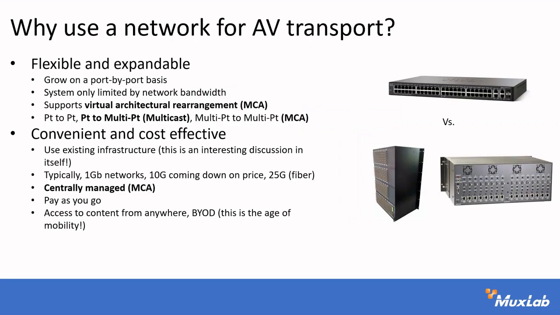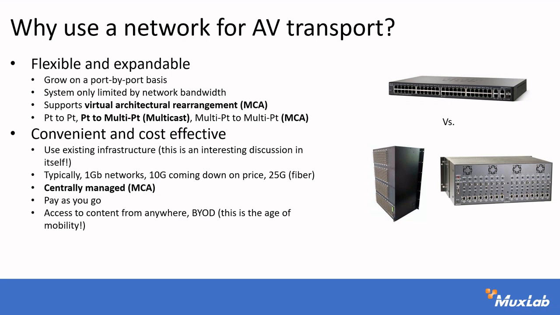The first question is, why do we actually use a network when we want to transport an AV payload? The reasons why we use a network will give you the reasons why we need to do management, control, and automation. As you probably know, since you are in this webinar, an AV over IP system is flexible and it's expandable. You can grow on a port-by-port basis.